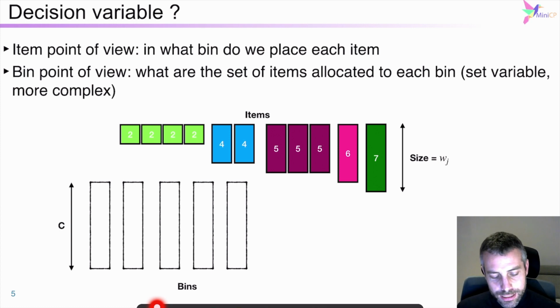Both points of view are good, but the second one is a bit more complex to model because you need a kind of set variable, and we don't have this kind of variable in mini-CP. It exists in constraint programming, and some people have invented set variables, but it's not ready in mini-CP. So we will go for the first point of view, because that's the one that we can use to model directly in mini-CP.